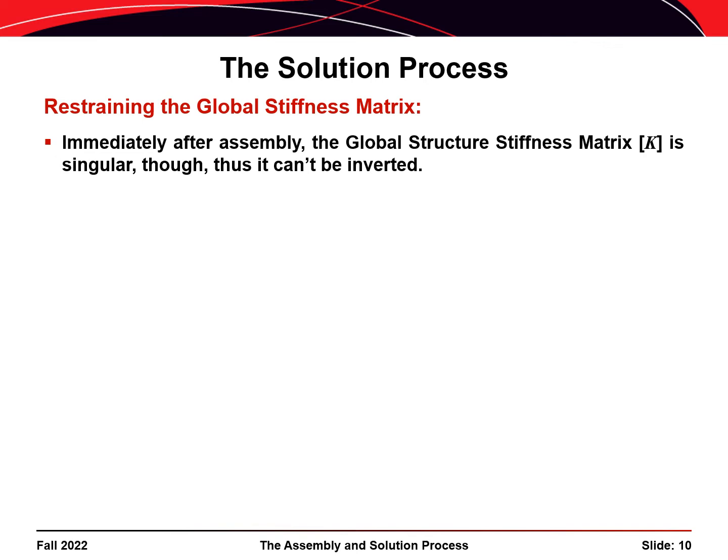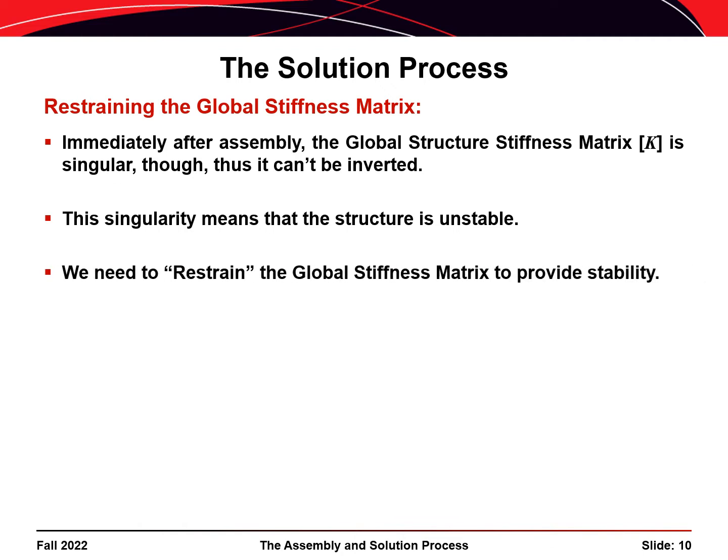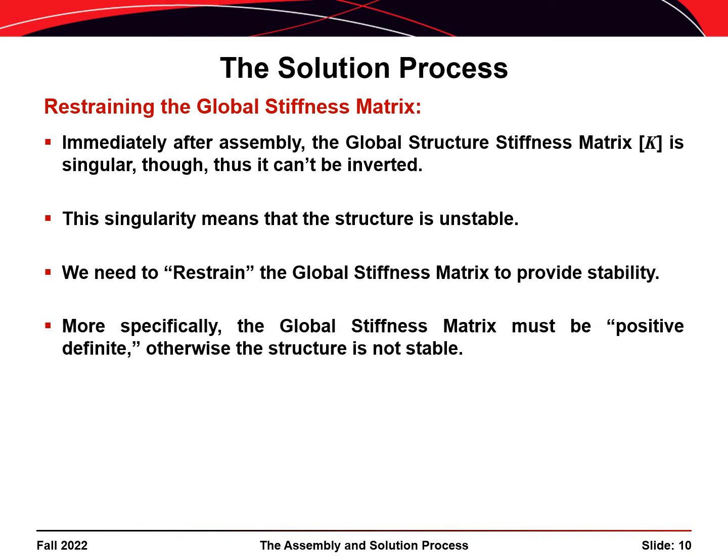Now that we have a global structure stiffness matrix assembled, there is one more step that needs to be completed before the system of equations can be solved for the nodal displacements. As it stands now, the global stiffness matrix K is singular and thus it can't be inverted. Mathematically speaking, we have a system of equations that are not linearly independent. The fact that the stiffness matrix in its present form is singular indicates that the model is structurally unstable. To remedy that structural instability, we need to modify the global stiffness matrix to reflect the fact that we have restraints on the structure. Once that is done, then the resulting global stiffness matrix will be a positive definite stiffness matrix.